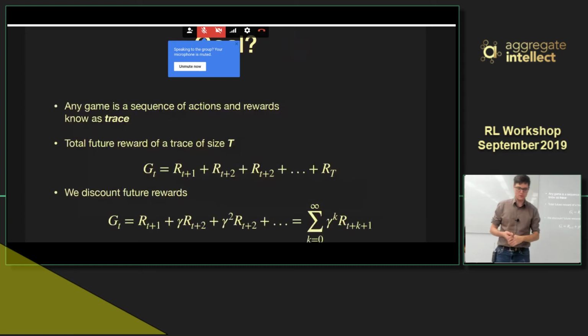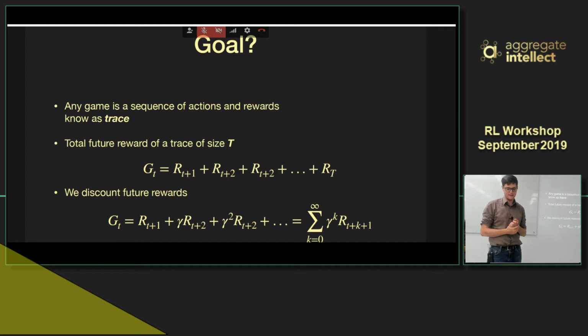Anyway, so what's the goal in reinforcement learning? We're going to play some games, or interact with the environment, and it's going to create a sequence of rewards. This sequence of state, action, reward is known as the trace of an episode. When we play one round of the game, it's called an episode.